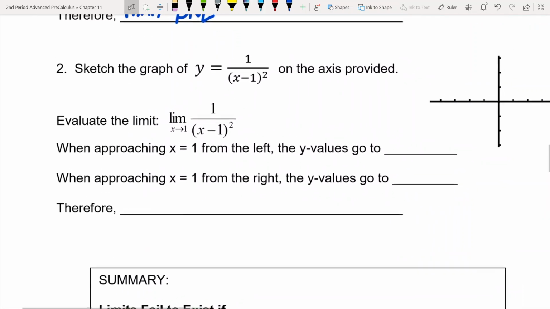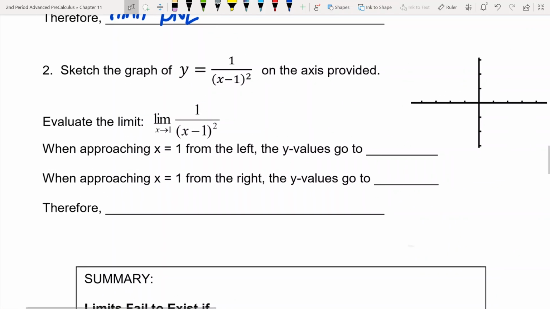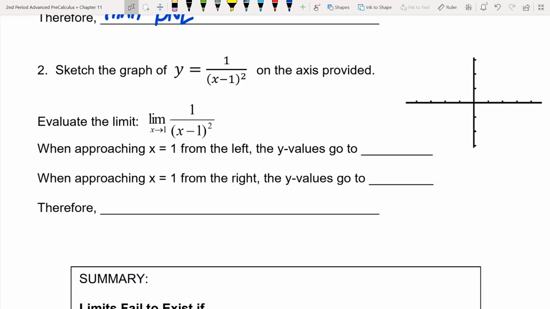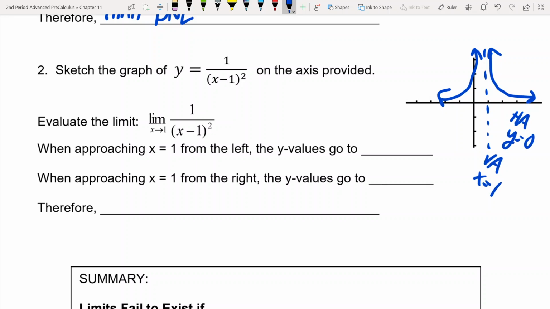The second one, sketching the graph of y equals 1 over (x minus 1) squared on the axes provided. Well, from what you can observe here, you're going to have a vertical asymptote at x equals 1 because that x minus 1 in the denominator doesn't cancel. And normally that would be a rational function that has a piece that sort of looks like this. But since that x minus 1 quantity is squared, that means we're going to be positive. So my general shape is going to look like this. We've got a horizontal asymptote at y equals 0, a vertical asymptote at x equals 1.